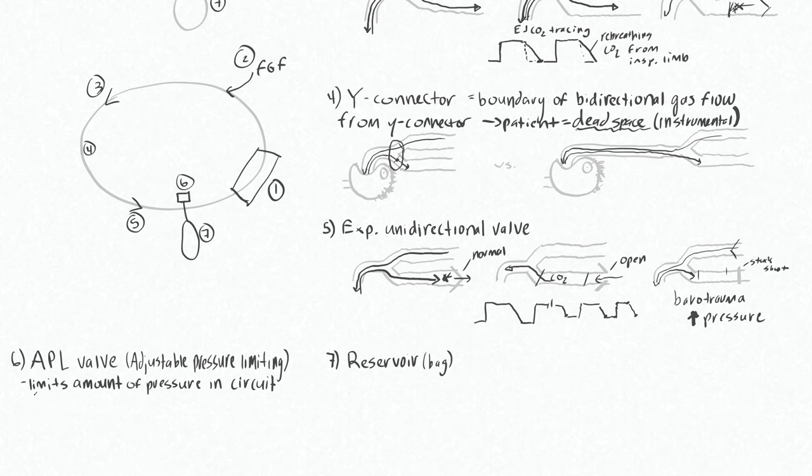So some tips for this APL valve: keep it open for spontaneous ventilation. It can be uncomfortable for patients to breathe against the constant pressure, unless you're intentionally raising it to have a little bit of CPAP. Use a max of 20 centimeters of water for bagging.